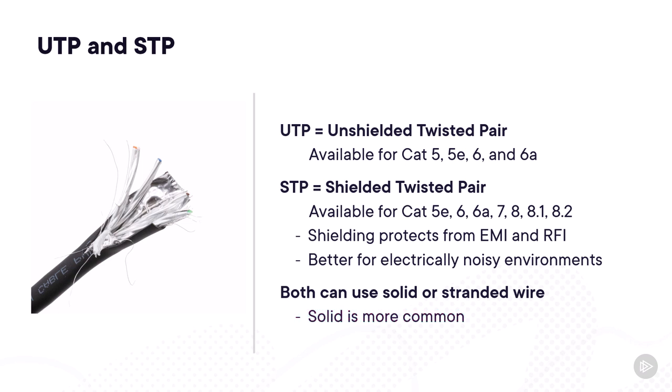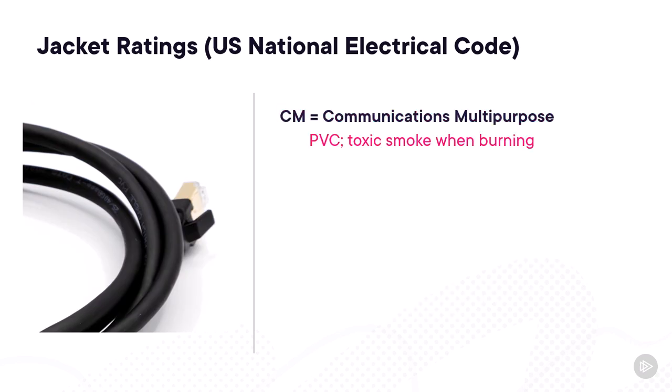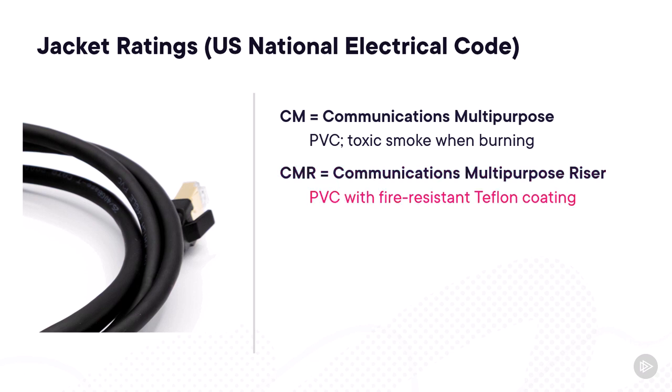Now, the outer jacket of Ethernet cables also gets a rating. Communications multipurpose, or CM jackets, are made from polyvinyl chloride and emit toxic smoke in a fire situation. Communications multipurpose riser, or CMR jackets, are also PVC, but they have a fire-resistant Teflon coating, so we can use this jacket when running cables between floors in a building, which is where the riser part of the name comes from, risers being the conduits connecting floors.